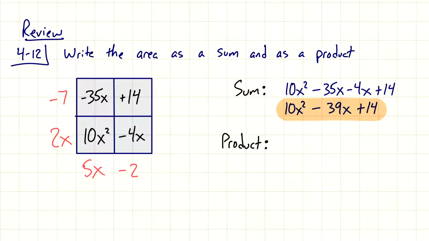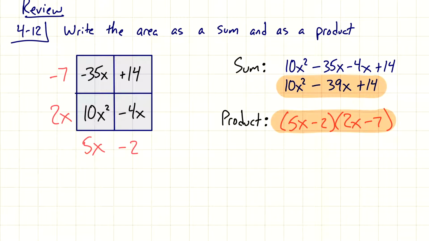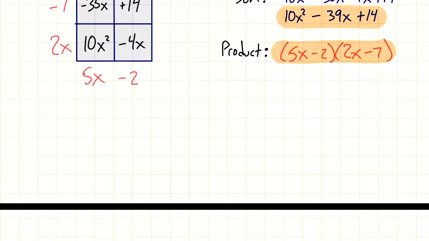So that's pretty much it. For area as a product, we'll write this as 5x minus 2 and 2x minus 7. And that's us factoring.